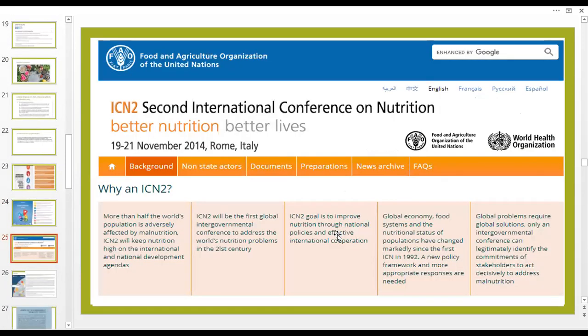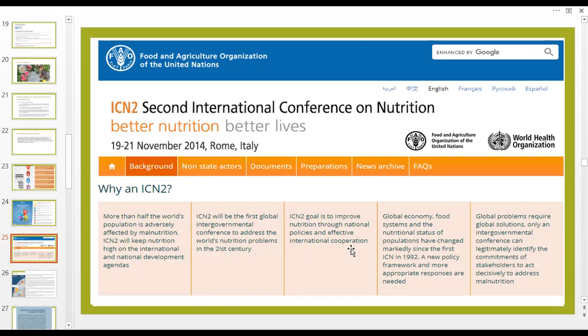Now, there was a conference held by the Food and Agriculture Organization and WHO, the International Conference on Nutrition. It was the second International Conference on Nutrition, in 2014, in Rome, Italy. They held it because almost half of the world's population is affected by malnutrition, and it was the first global intergovernmental conference to address the problems of nutrition in the 21st century. The goal was to improve nutrition through national policies and effective international cooperation.